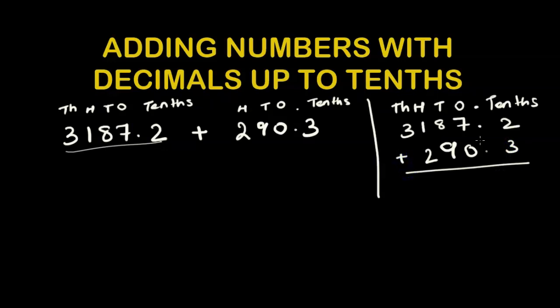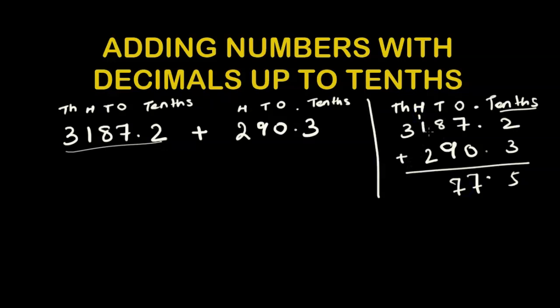So always remember, whenever we are adding any number, be it with decimals or without decimals, we always add the numbers with respect to their similar place values. So tenths place number will be added to tenths place number. 2 is at tenths place, we would add 2 with 3 because 3 is also at tenths place. We get a 5. Then 7 is at ones place, 0 is at ones place. 7 plus 0 is 7. 8 is at tens place. 9 is at tens place. We get a 17. 1 is carried forward.